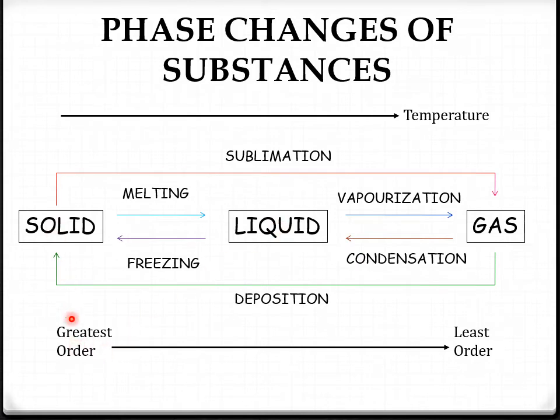The solid has the greatest order, meaning that the particles are closely packed together and it has definite volume and shape. Liquid has definite volume but not a definite shape, and gas has indefinite volume and shape. So gas has the least order.